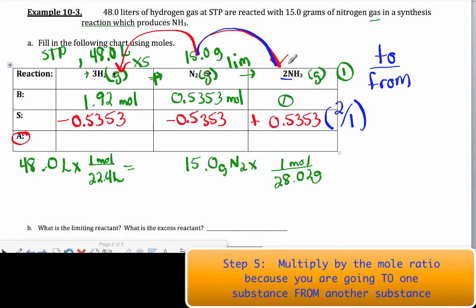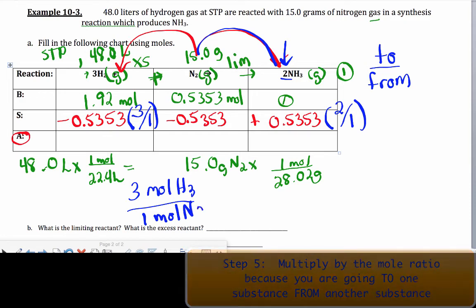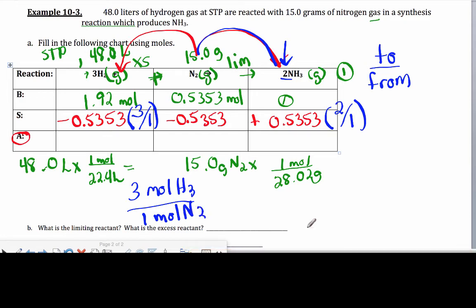All right? And notice that when you're in this column, the balancing coefficient from that column is the one that's on top. So for the hydrogen, it's going to be a 3 because there's 3 hydrogens for every 1 nitrogen. That's really what we're doing: we're taking the hydrogen moles and multiplying by 3 moles of hydrogen for every 1 mole of nitrogen. That's what that ratio means, all right?